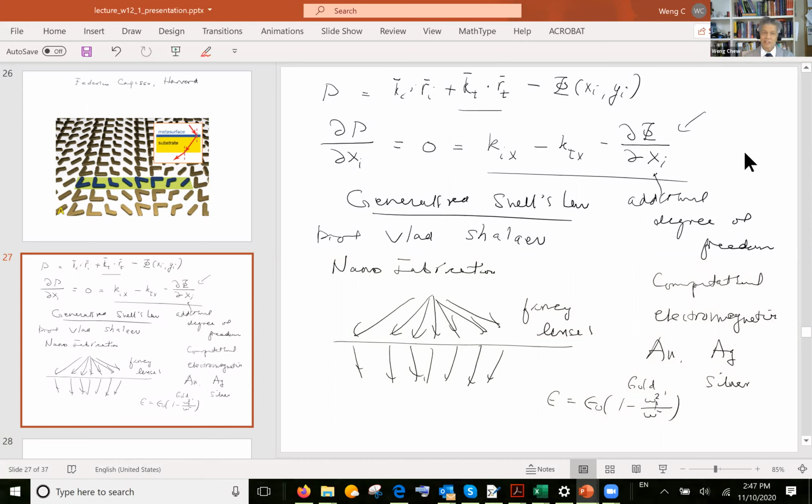Any questions? If not, I'll let you go, and we continue with the Gaussian beam next time, which is also a very interesting topic. A high frequency topic. This is Fermat's principle, generalized Snell's law, and so on.